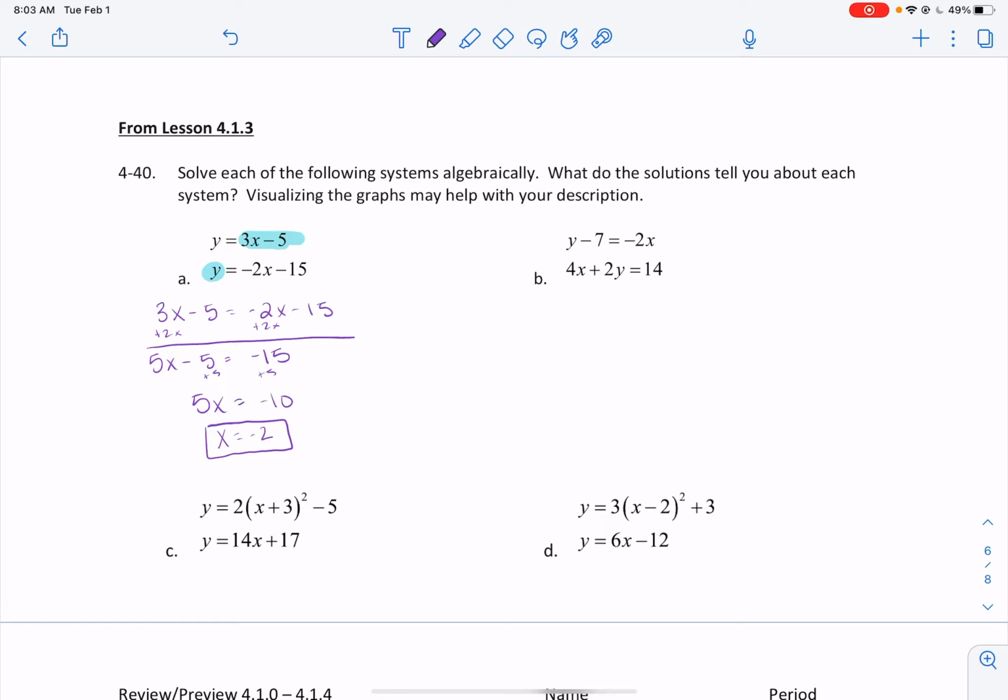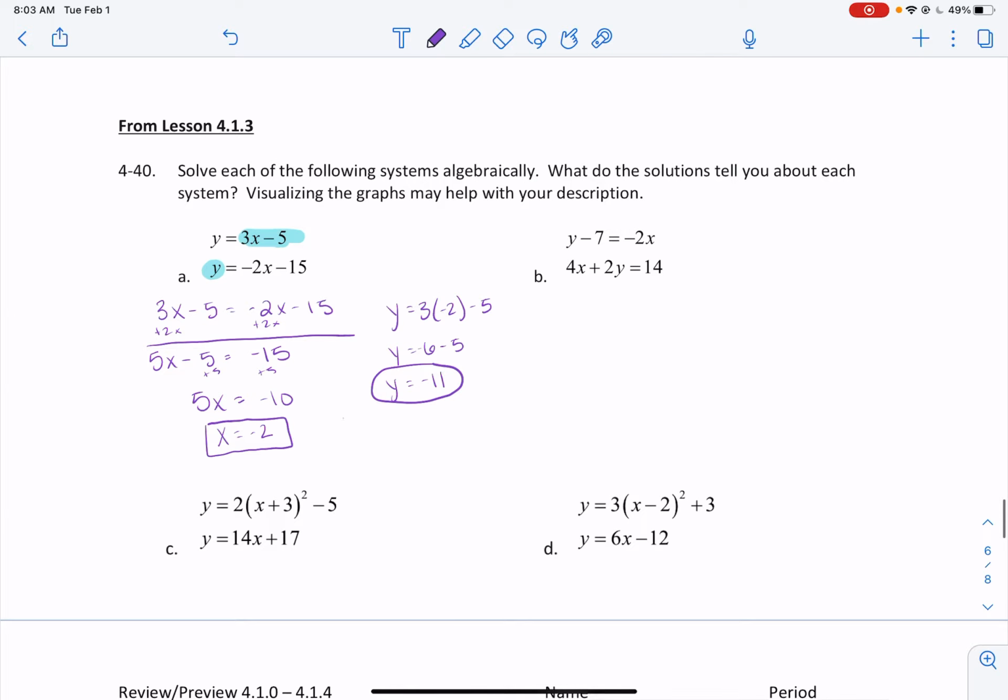Okay. So to find our last point, we just plug that into one of the equations. Let's take y equals 3 times negative 2 minus 5. That'd be negative 6. So then y equals negative 11. Okay, so what that tells me is the lines intersect at one point. We have our one solution. And you could easily type that into Desmos too and take a look.